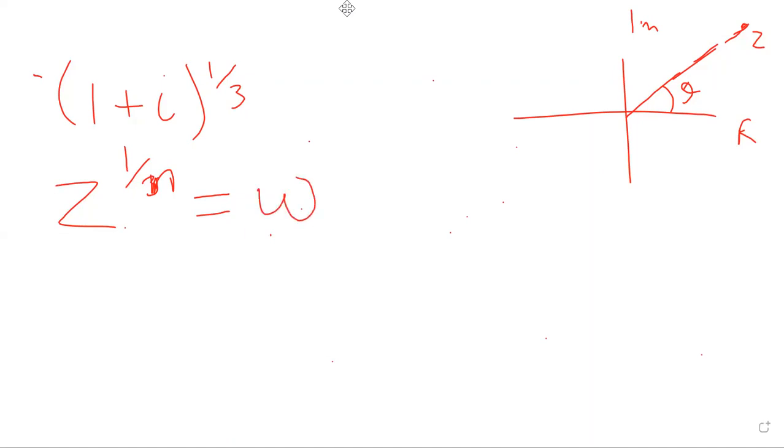So if w is a solution or a result, if I say z to the power 1 over n is equal to w, that means that w is a root, an nth root.